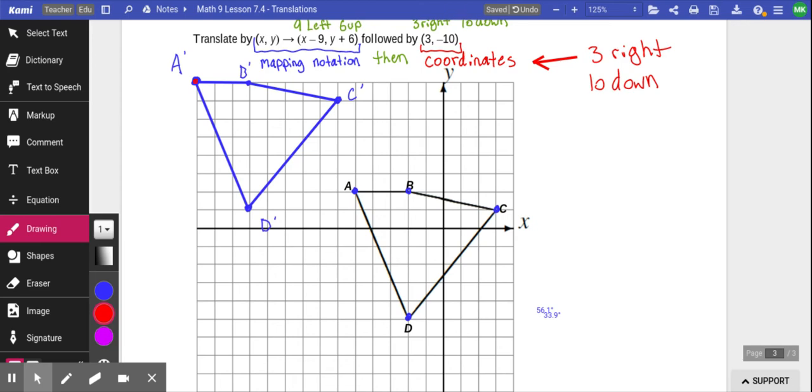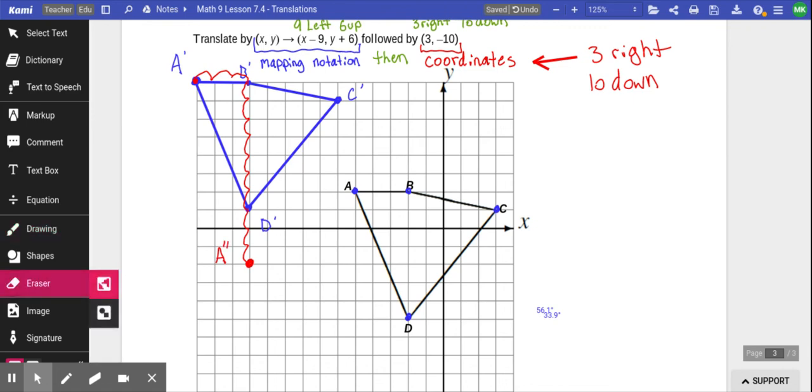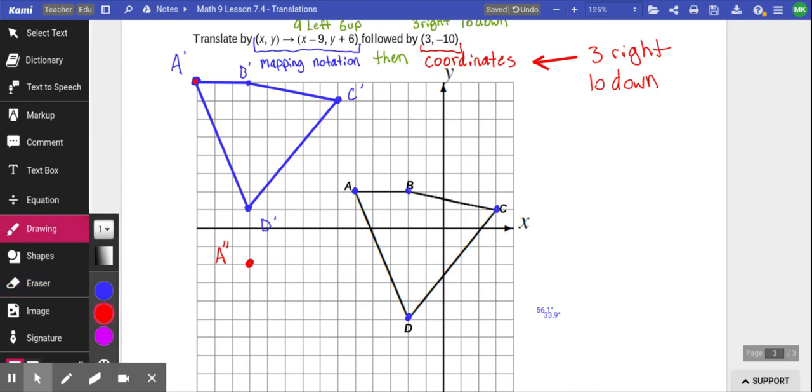So if I look, let's start with point A. So I go 3 to the right, 1, 2, 3, and then 10 down, 1, 2, 3, 4, 5, 6, 7, 8, 9, 10. I now have this new point right here, which represents A double prime. So it now has 2 apostrophes because I've done 2 translations, right? A prime was after 1 translation. This is now A double prime.